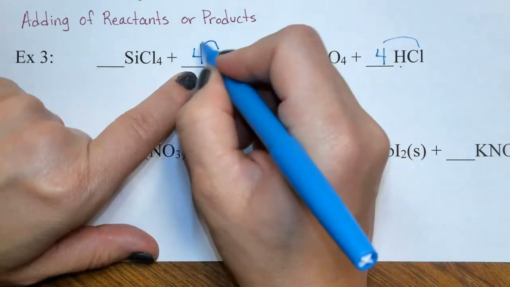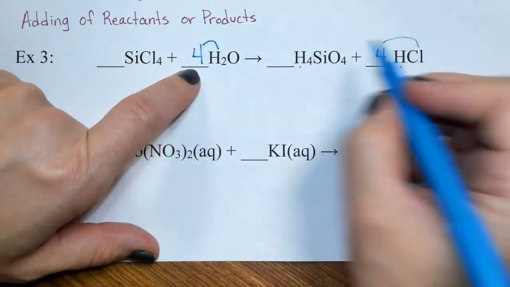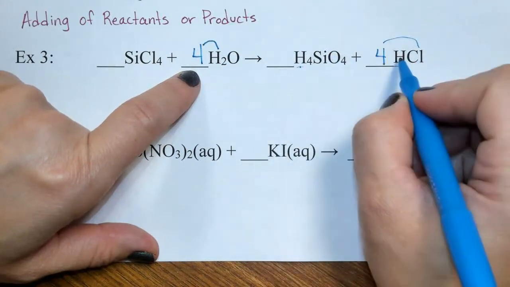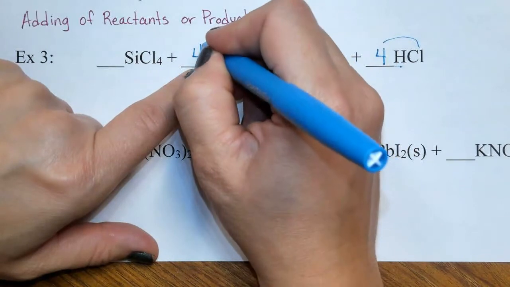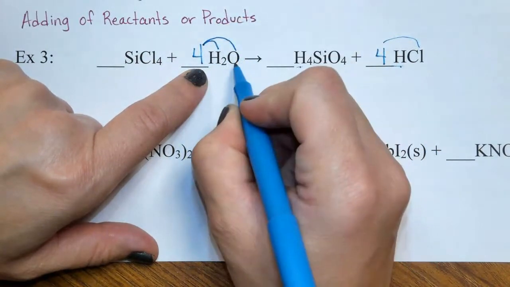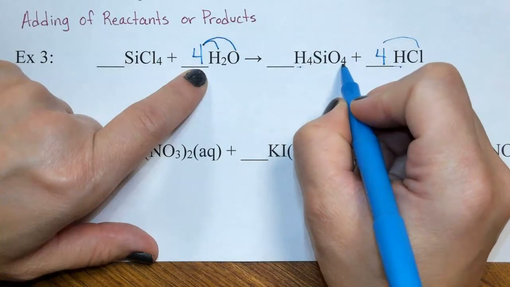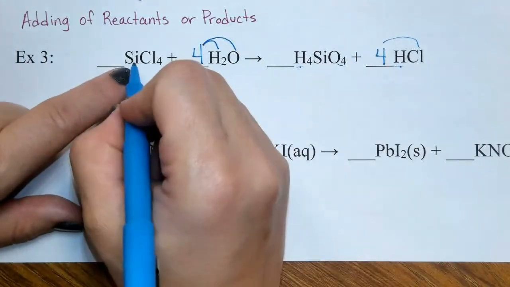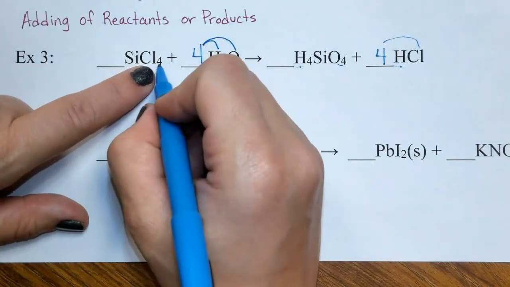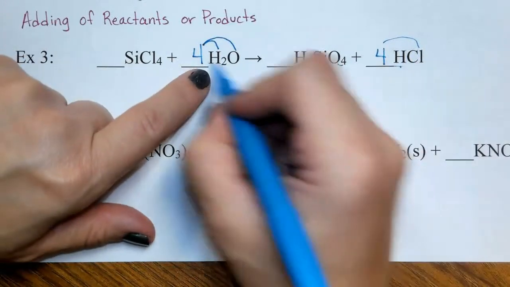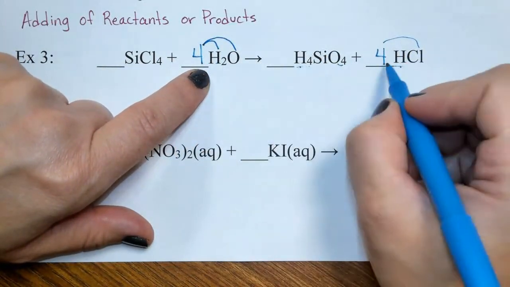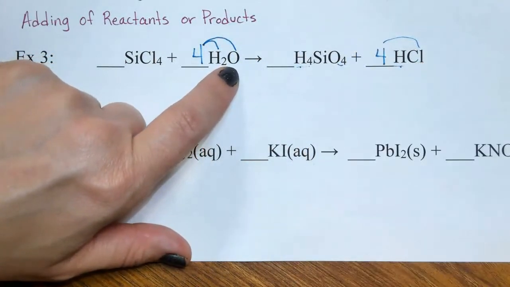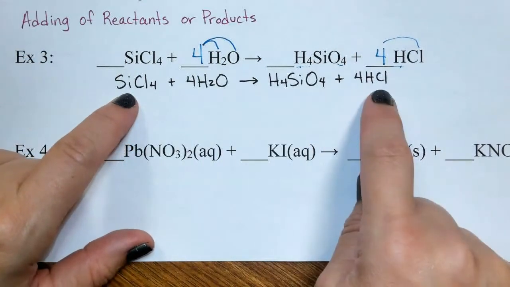So we have 4 times 2 is 8 hydrogens on the left. 4 plus 4 equals 8 hydrogens on the right. Now I have 4 times 1 is 4 oxygens on the left, and we already have 4 oxygens on the right. So just to verify everything is balanced, we have 1 silicon, 1 silicon, 4 chlorine, 4 chlorine, 4 times 2 is 8 hydrogen, 4 plus 4 is 8 hydrogen, and then 4 oxygens, 4 oxygens. Here's our final balanced equation rewritten.